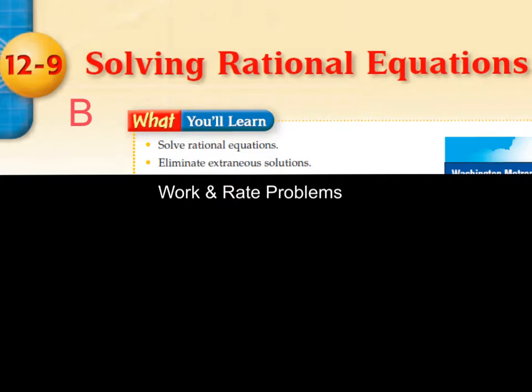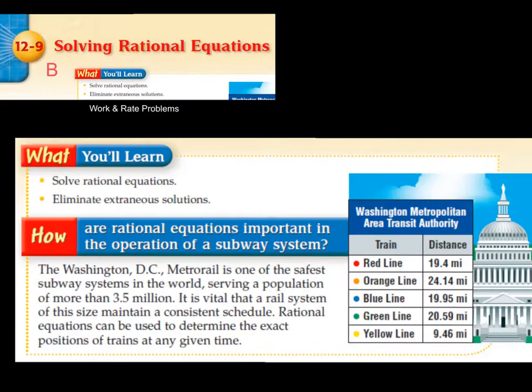Well, in this video, we're going to look at something that isn't in the what you'll learn. It should have been. We're going to look at work and rate problems. How are rational equations important in the operation of a subway system? The Washington, D.C. Metro Rail is one of the safest subway systems in the world, serving a population of more than 3.5 million. It is vital that a rail system of this size maintain a consistent schedule. Rational equations can be used to determine the exact positions of trains at any given time.